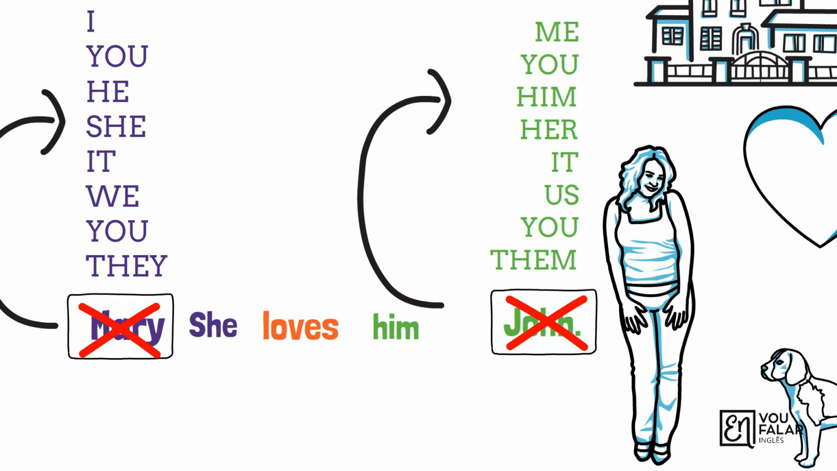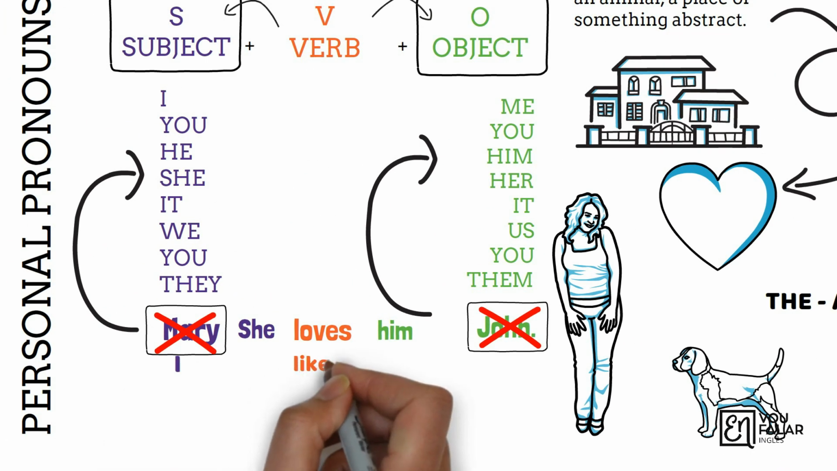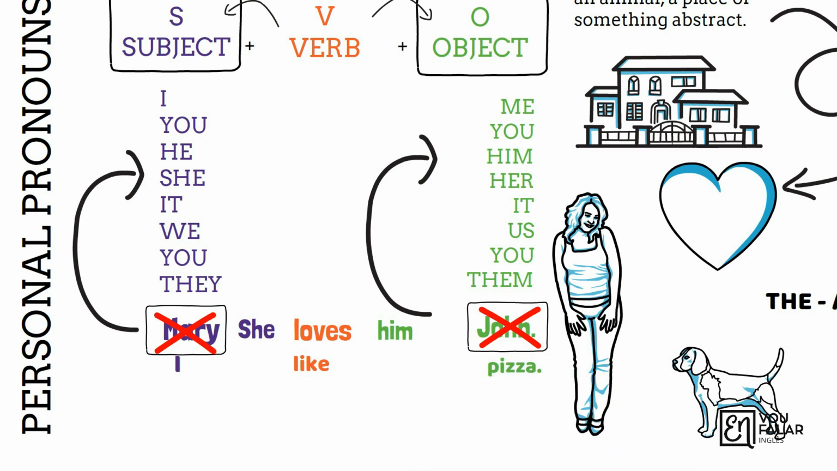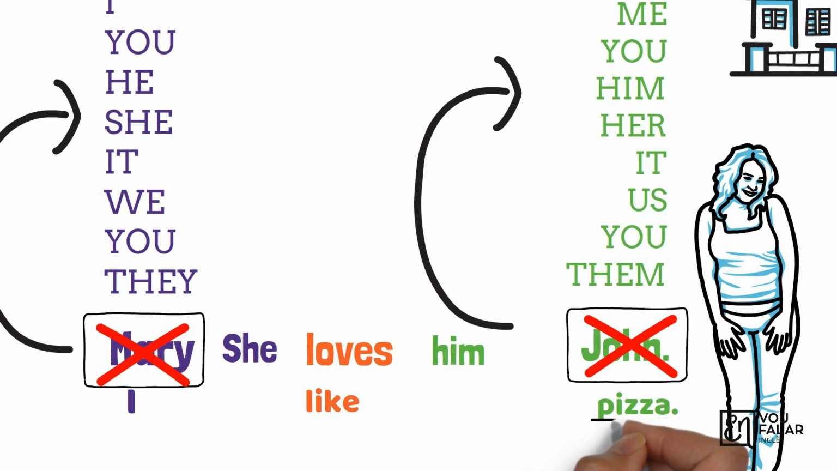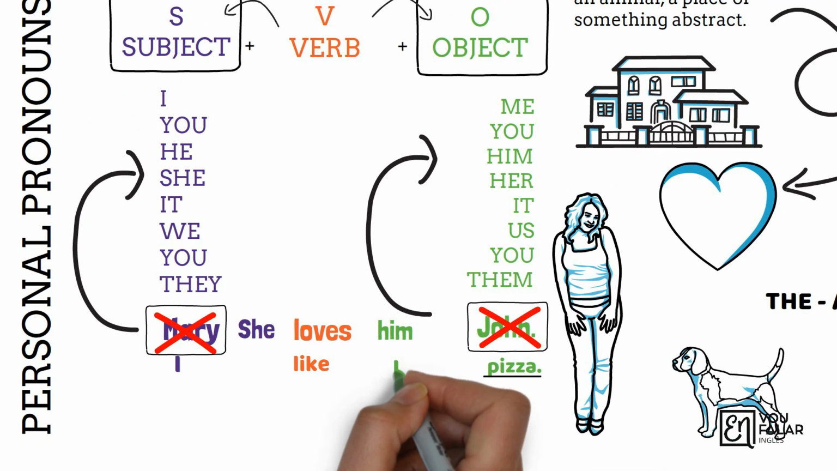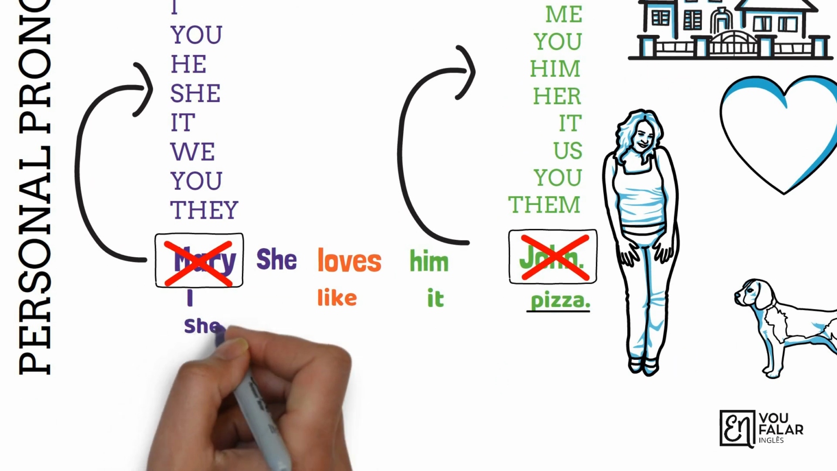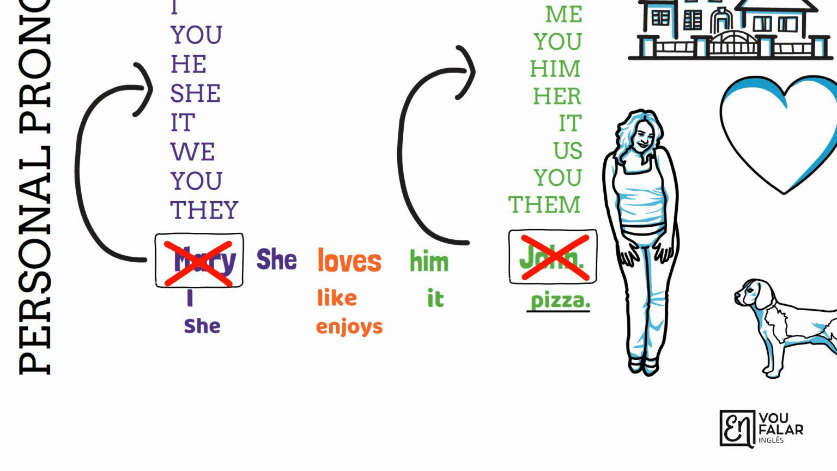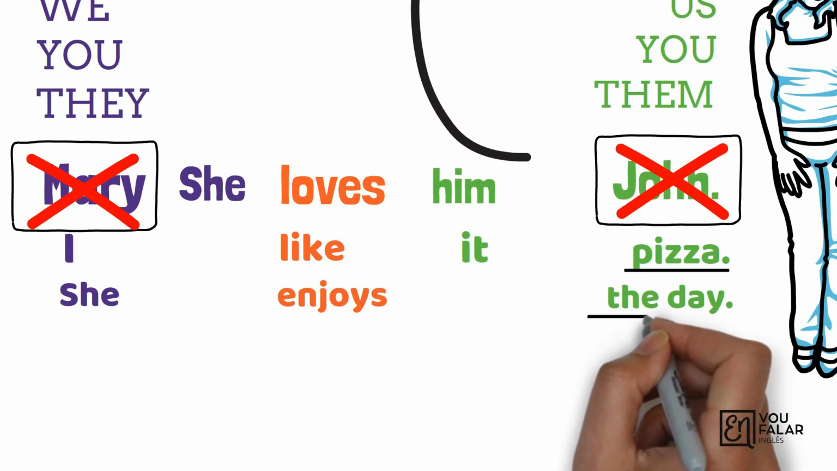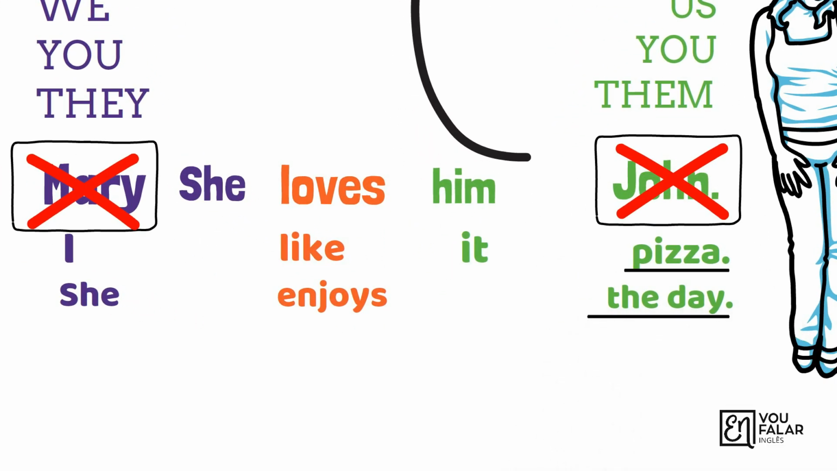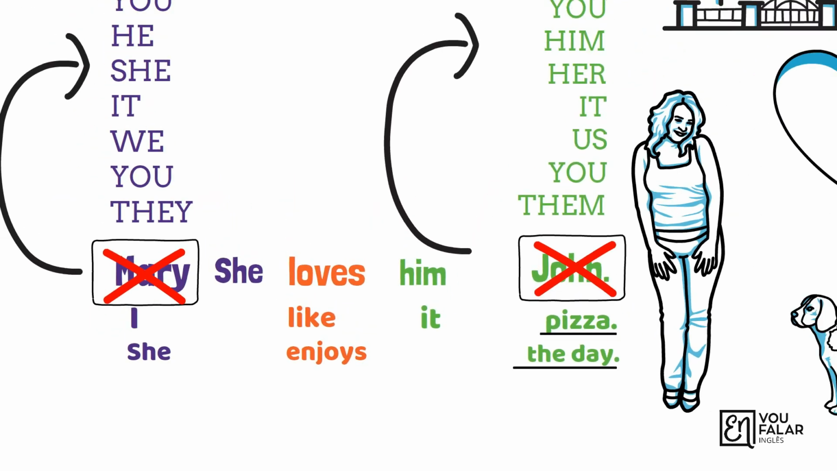Check some other examples. I like pizza. If I want to substitute pizza for a pronoun, which pronoun should I use? Of course, it's an object pronoun, so it will be it. I like it. And what about the sentence: She enjoys the day. She is already a pronoun. Enjoys is the verb. And the day can be substituted by an object pronoun, which is it again.